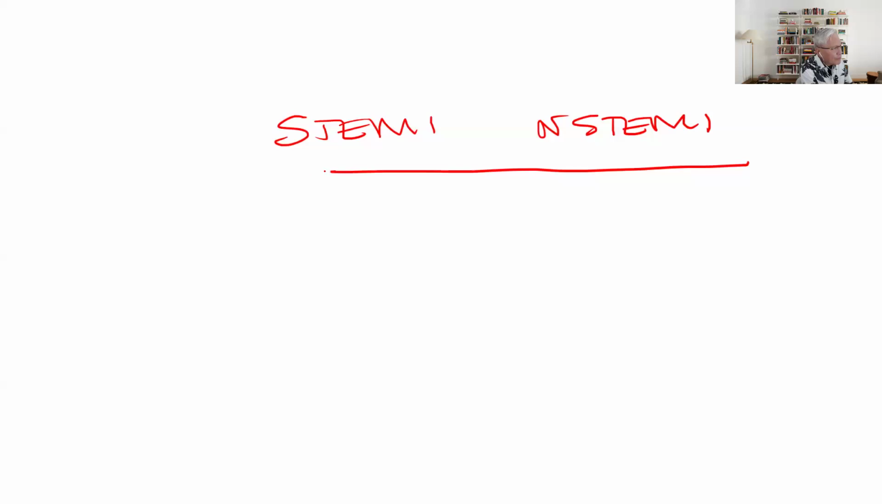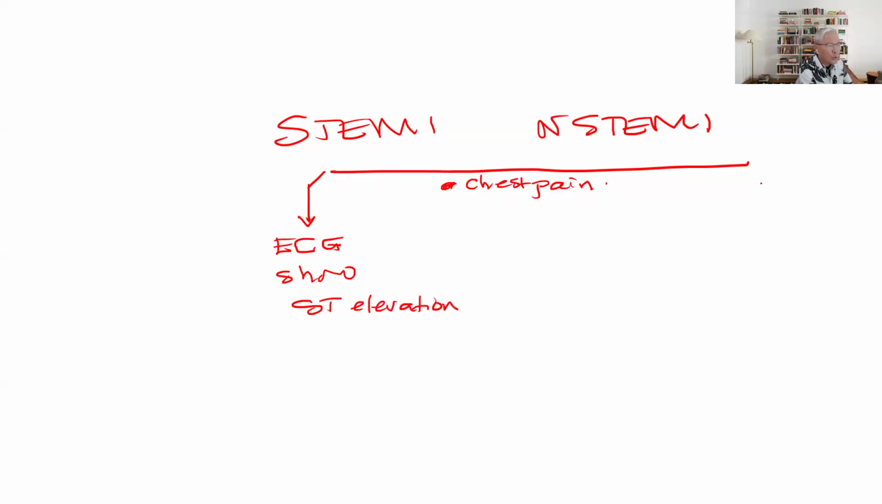Now, both of these are going to cause the signs and symptoms of an MI, namely chest pain for both of them. Okay. Now, however, in STEMI, the ECG is going to show ST elevation in 2 or more leads. In non-STEMI, the ECG shows ST depression.